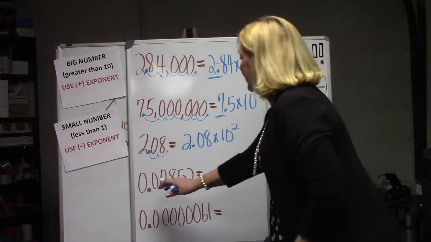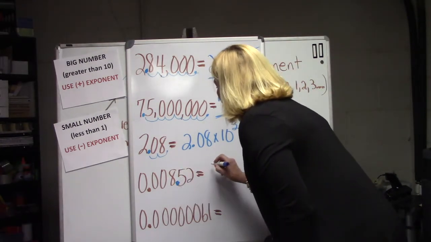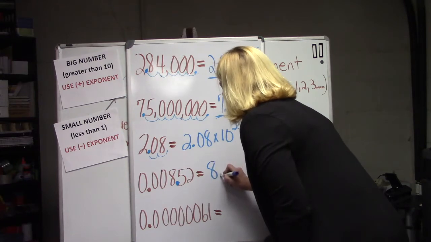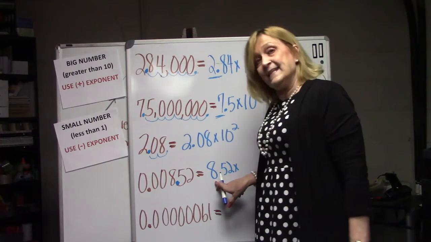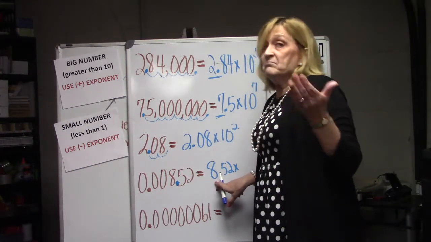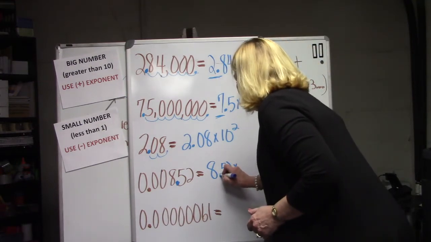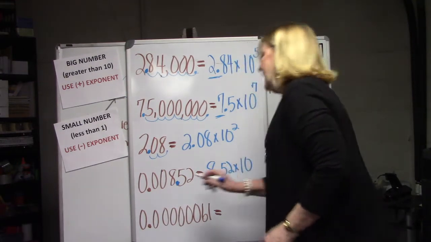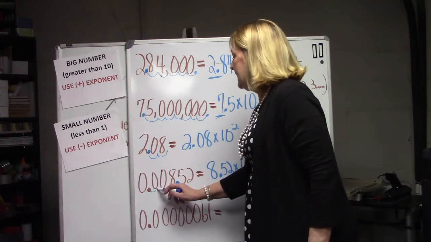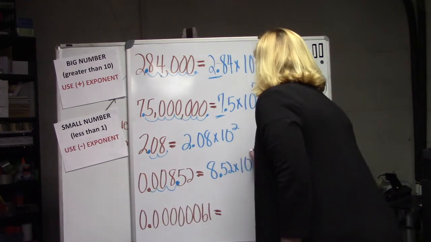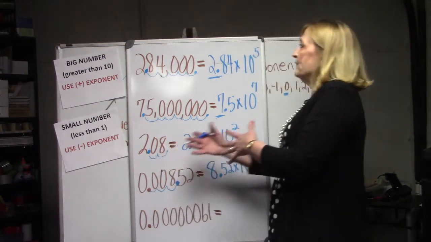All right, so here I go. I need my decimal point to end up right here, okay? Because that's going to give me 8.52. Why there? Because 8 is between 1 and 9, yes? Okay? So that's good. 8.52 times 10. How many places did I move it to the right this time? 1, 2, 3. But this time it will be a negative exponent because I'm moving to the right.